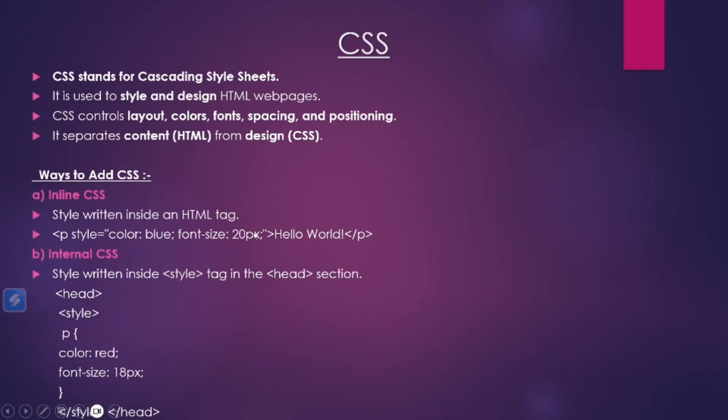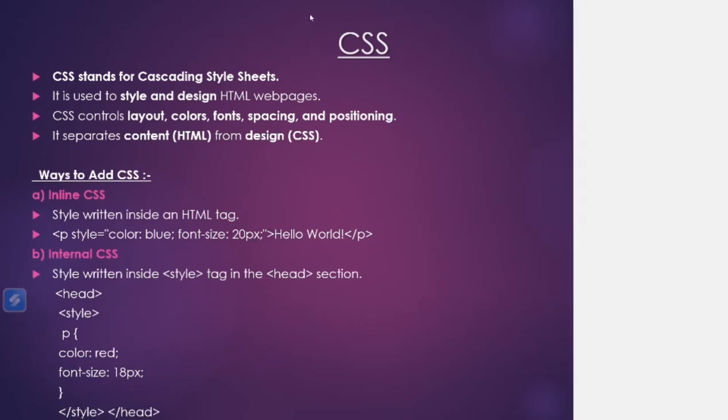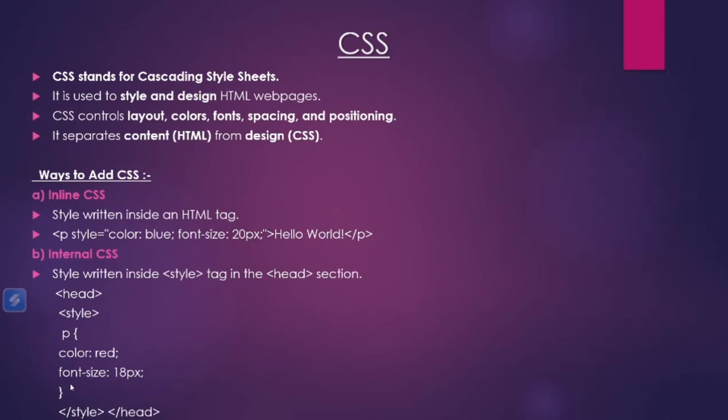For the styling, we use CSS. CSS stands for Cascading Style Sheets. It is used to style and design HTML web pages. CSS controls layout, color, font, spacing, and positioning. It separates content, HTML, from design. There are three ways to add CSS: inline CSS, internal CSS, and external CSS.